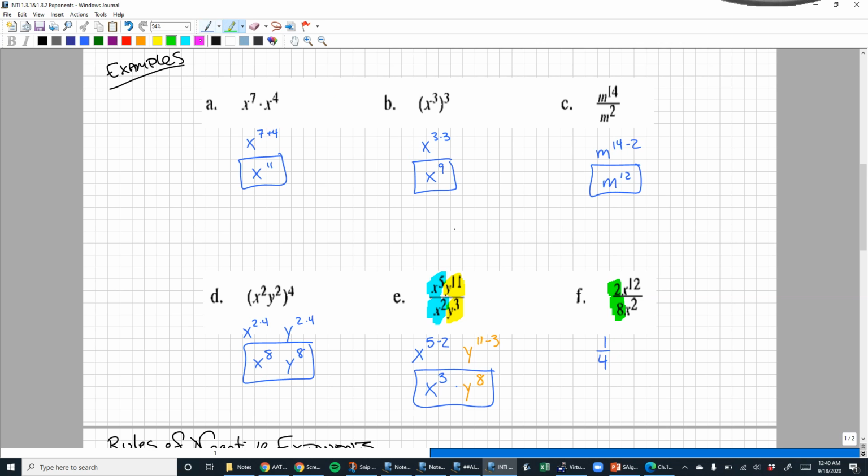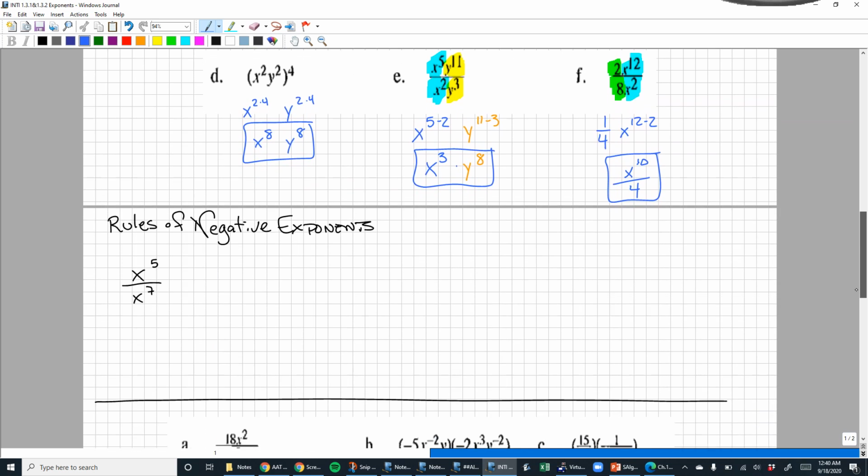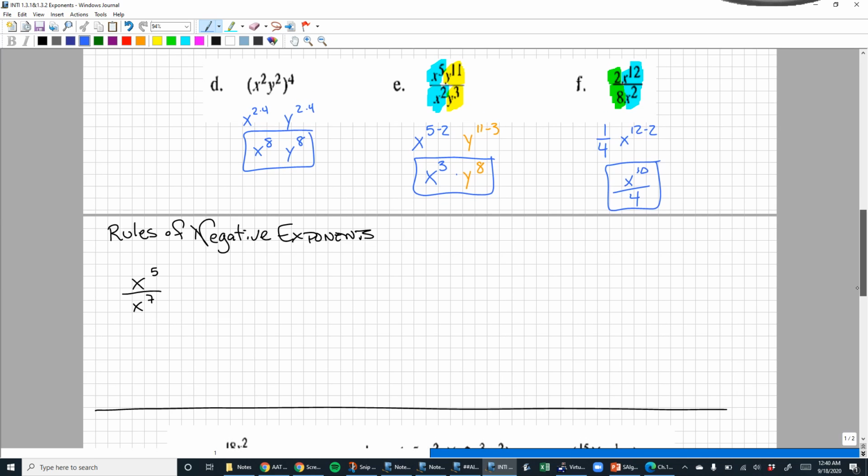Then we have the variables, x to the power of 12 and x to the power of 2, which is going to give us x to the power of 12 minus 2, which is 1/4 times x to the power of 10. Now the x to the power of 10 is going to go on top, and the 4 goes on bottom. That's some of the examples that we have for simplifying exponents or simplifying expressions with exponents.